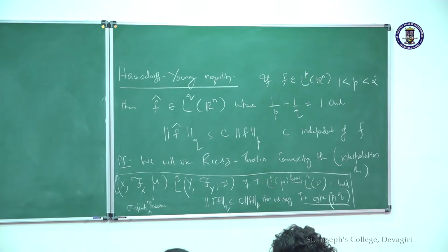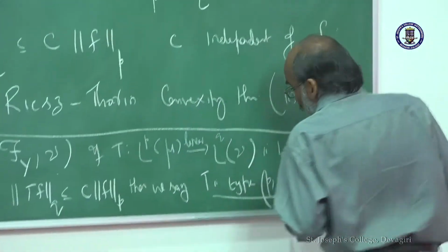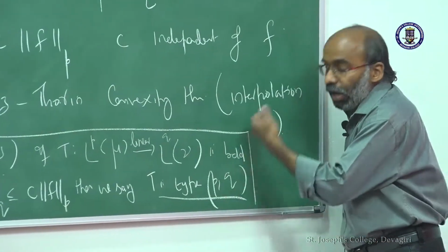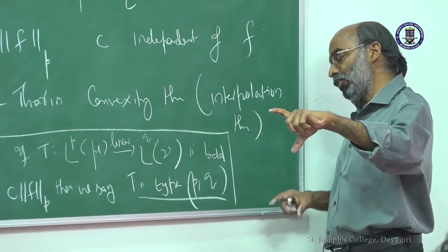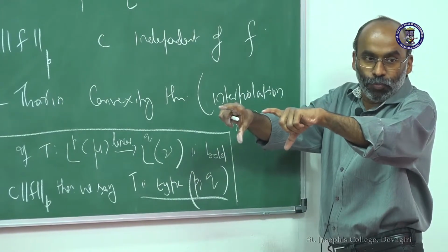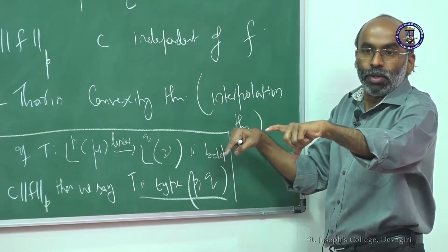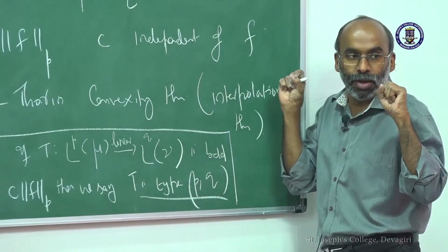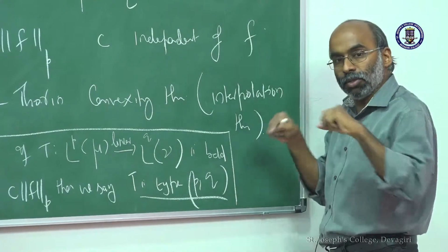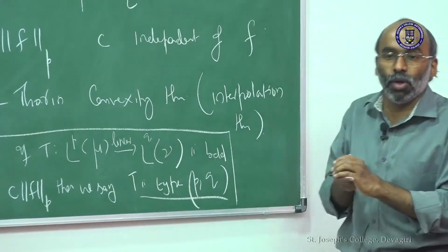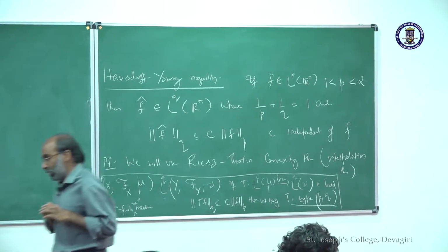So, Riesz-Thorin is about linear operators which are of type (p,q) for two different values of p and q. So, I have two different values of p, two different values of q. I have boundedness from one p to one q. I want to say it is bounded in between, if I have boundedness at the endpoints. That is what is called the Riesz-Thorin interpolation theorem.